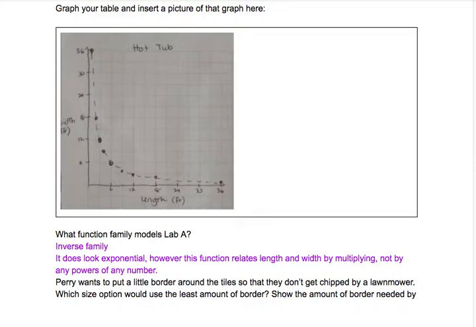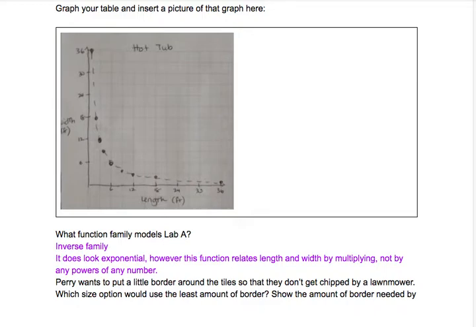So what function family? Well, when I looked at my family, it looked as though this could have been inverse or exponential. But when I looked more closely, this was the inverse family. The reason I know is that length and width go together by a multiplication, and it doesn't feel like there's any exponent that would be involved in the math. So I don't think it can be exponential, because exponential means exponent.